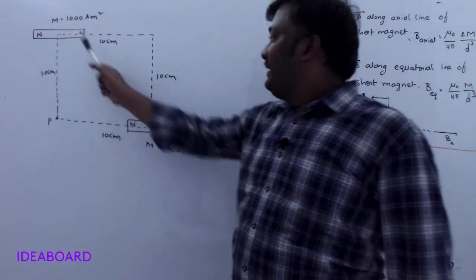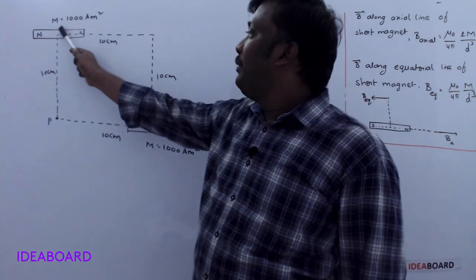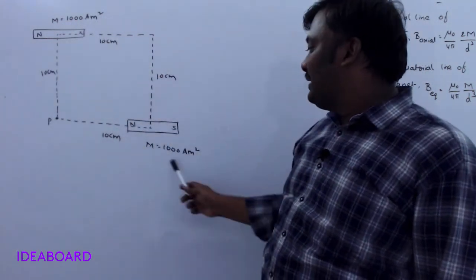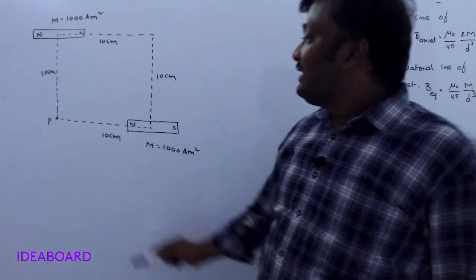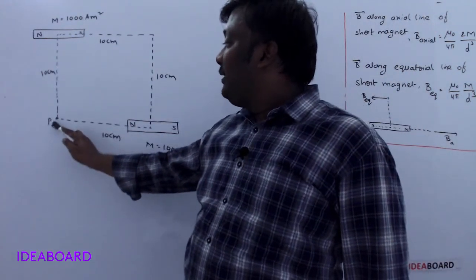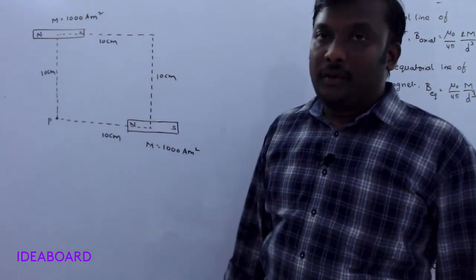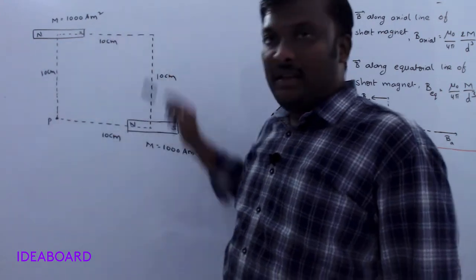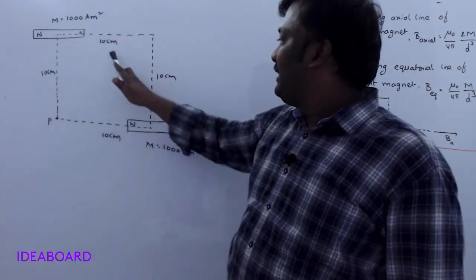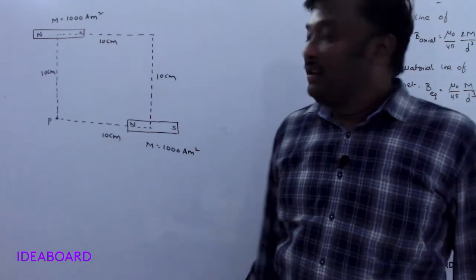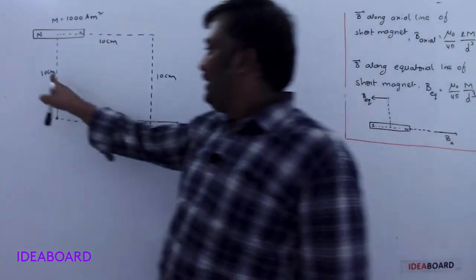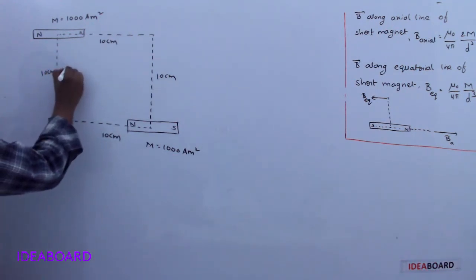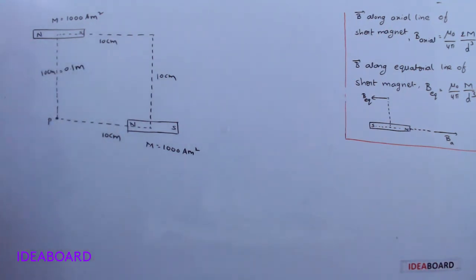He was given two magnets. The magnetic moments of the first magnet and the second magnet are both the same, 1000 ampere meter square. And he was asking for the resultant magnetic field induction at point P here. Clearly they mention it is in the form of a square, because this distance is 10 centimeter on each side. But here the units are ampere meter square, and the distance is given in 10 centimeter. So in terms of meter, this distance becomes 0.1 meter.